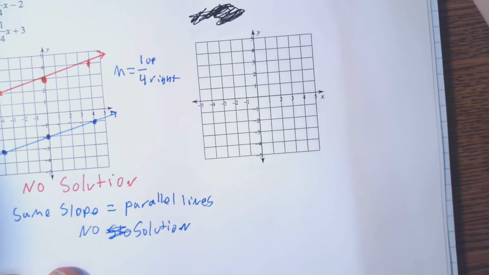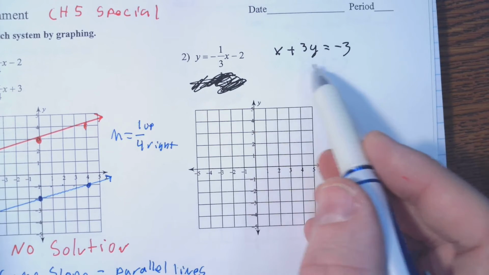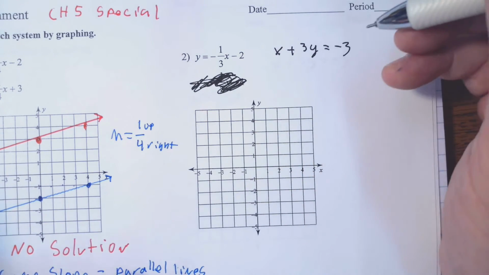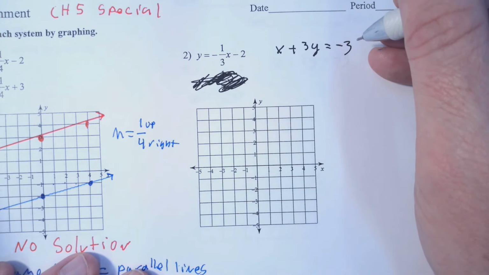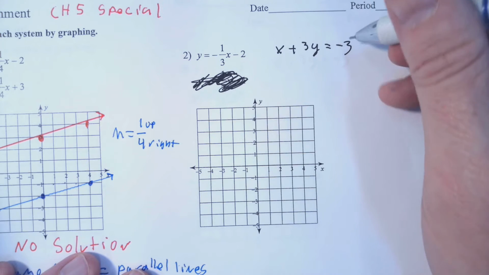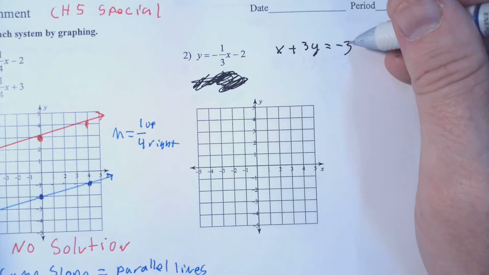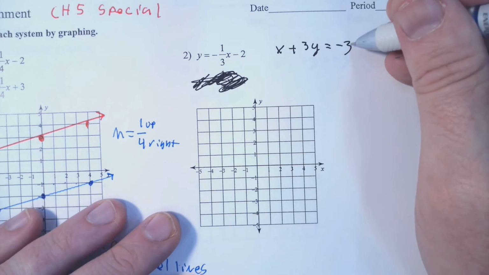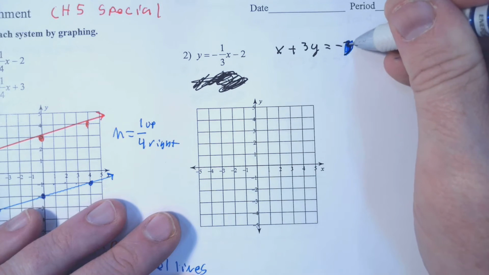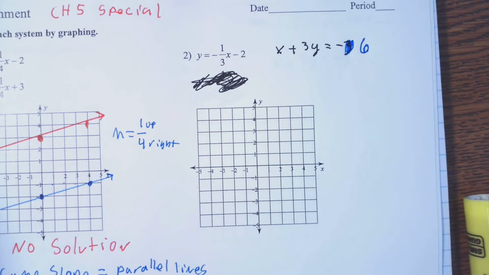Number 2. I'm going to have to put this in slope-intercept form, yes? And I need to fix something on it. Go ahead and change this. This is not right. What is it supposed to be? This is not supposed to be 3. This is supposed to be 6. So in order to get the right answer, you're going to have to change it.